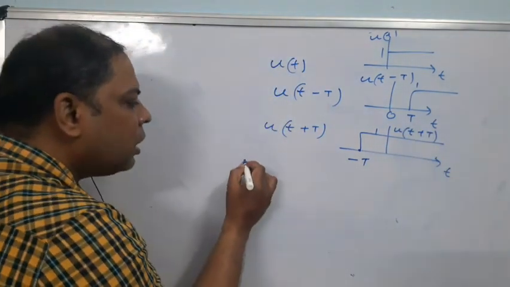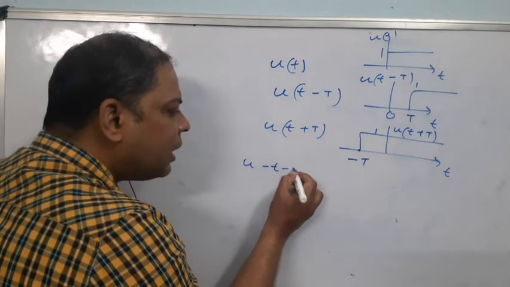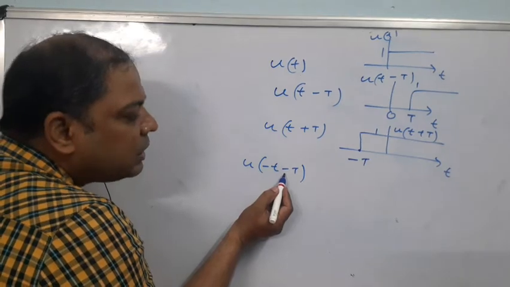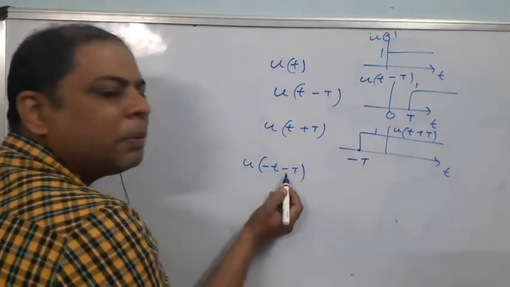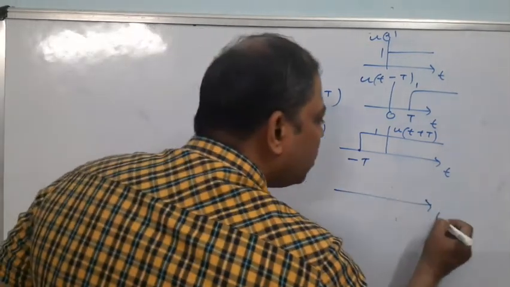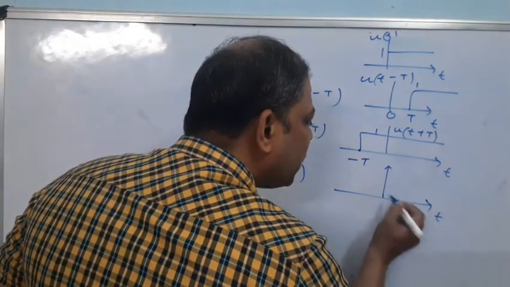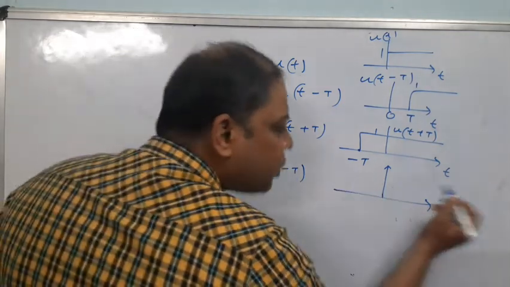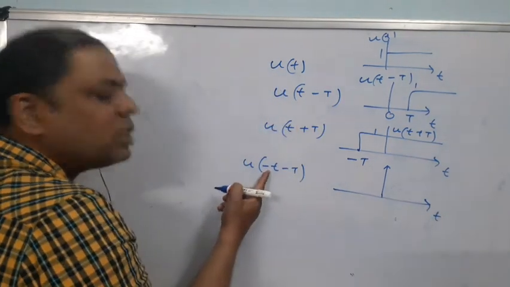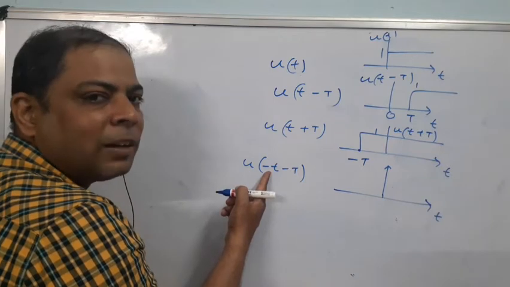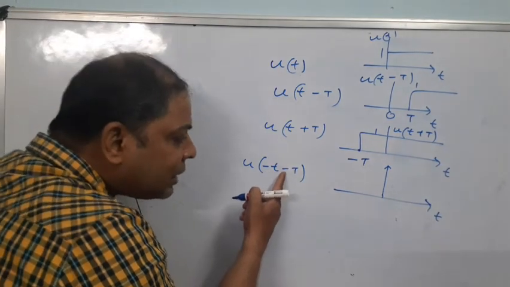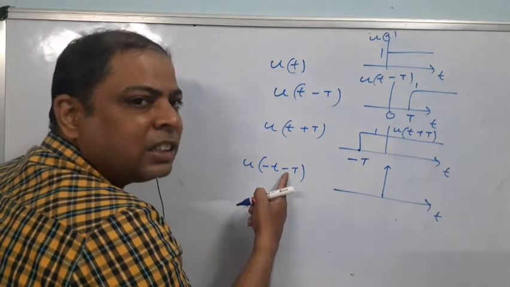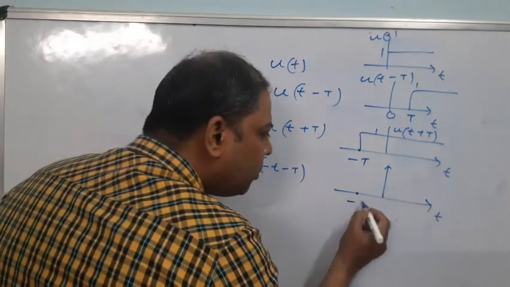Also I have discussed u(minus t minus T). Try to understand. Though the minus sign is there, the shifting is not right shifting, the shifting is left shifting. You have to make practice so that very quickly you can plot this. Minus t means imagine a folded signal. This minus capital T is not right shifting, this is left shifting. That means it will come to minus T.